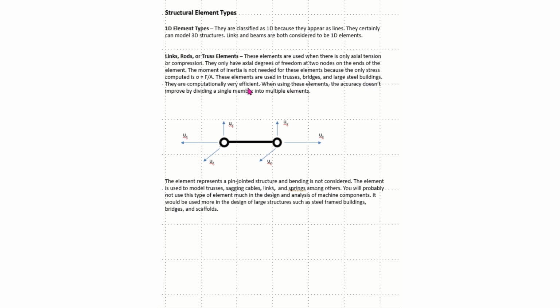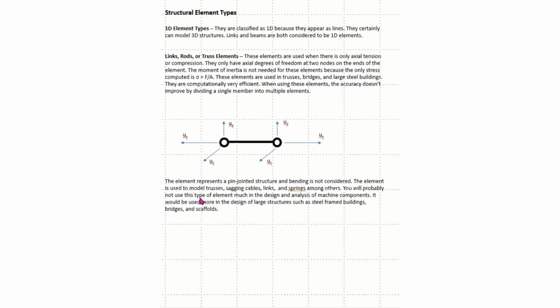They are computationally very efficient, and when using these elements, the accuracy doesn't improve by dividing a single member into multiple elements, and that's because P over A is constant throughout the element and doesn't change, unlike in bending where the moment is changing. The element represents a pinned, jointed structure, and bending is not considered. The element is used to model trusses, sagging cables, links, and springs, among others.